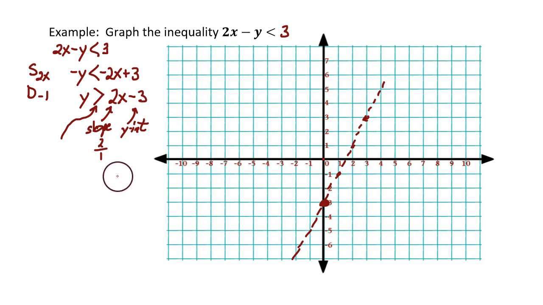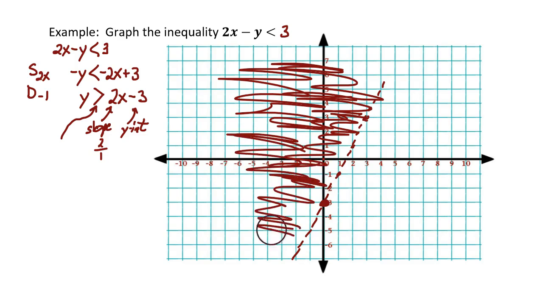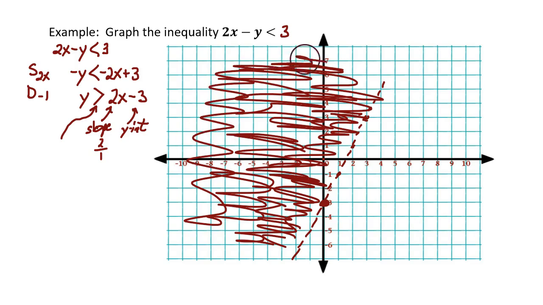Next, determine where to shade the half plane. Again, look at the inequality symbol. We want to shade dots that are greater than our boundary line. That would be shading above. So everything above that dashed line, shaded in. This picture is the graph of this inequality.